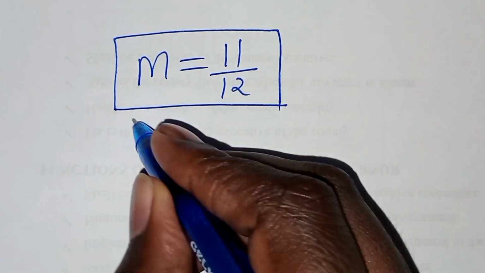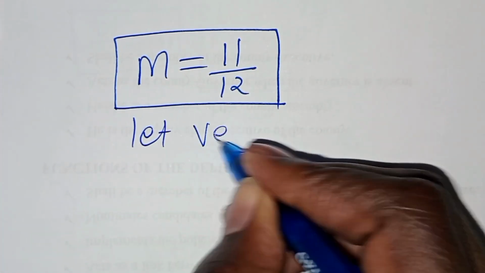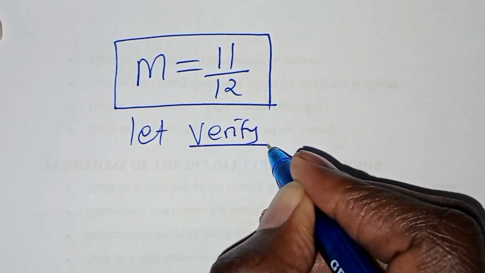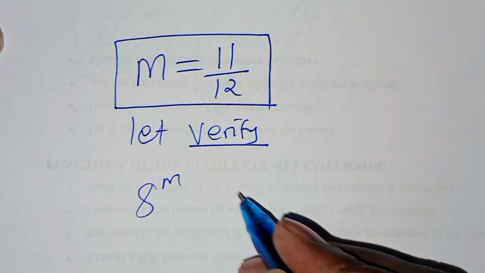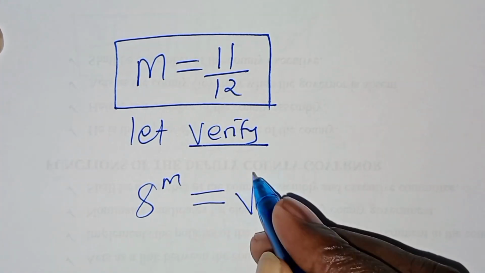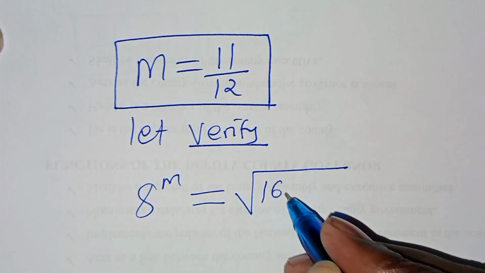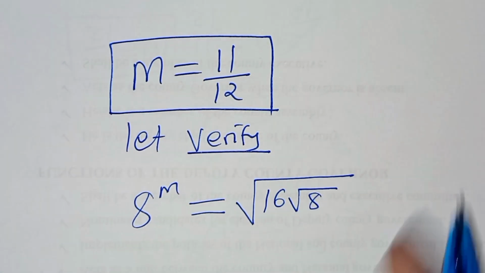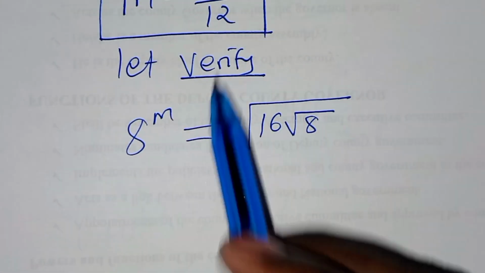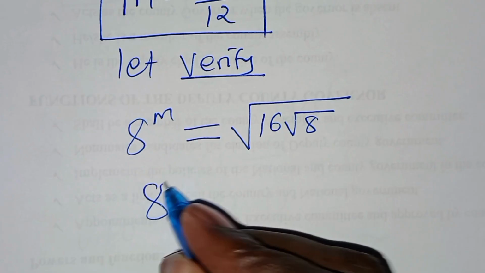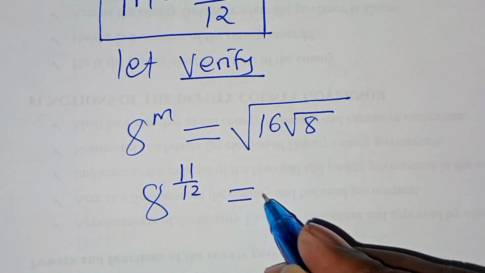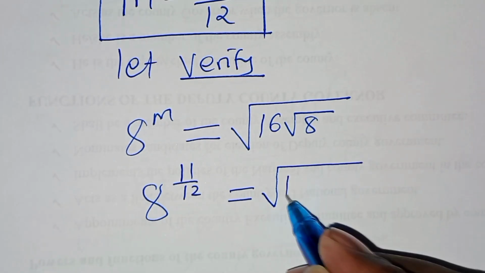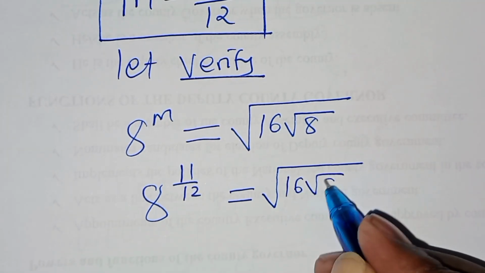So let's verify. Now, if you recall here, we have that 8 to power m is equal to square root of 16 multiplied by square root of 8. Let's substitute the value of m, so that we'll have 8 to power 11 over 12. This should be equal to square root of 16 multiplied by square root of 8.